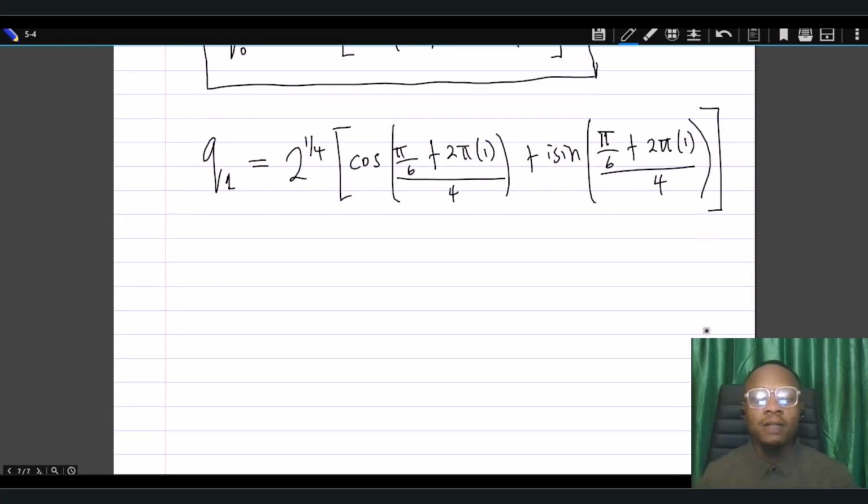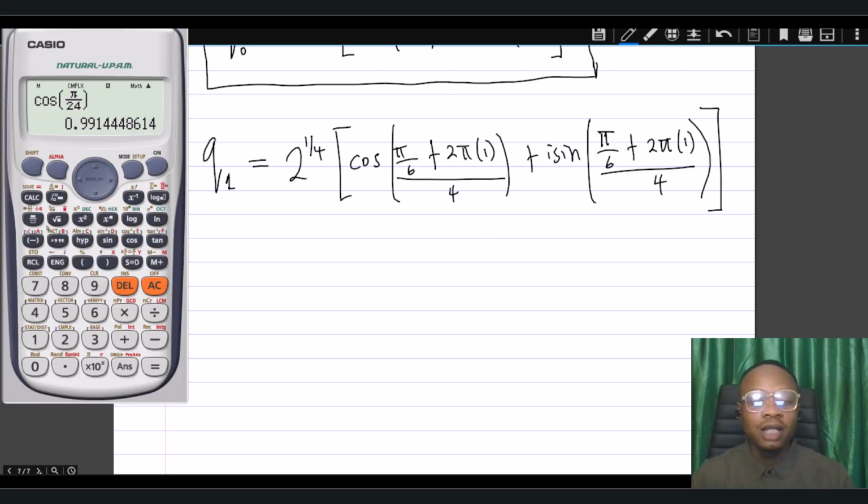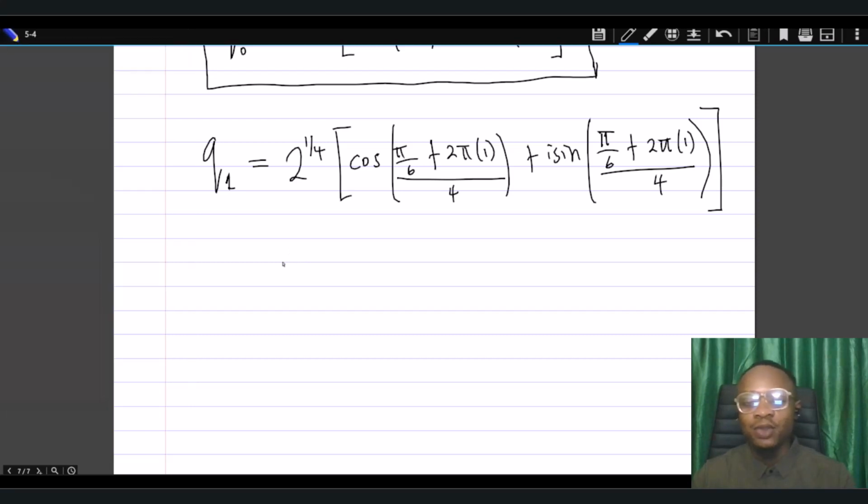So what does that amount to? We have pi over 6 plus 2 pi, then we're dividing everything by 4. So let's use our calculator for that. We have pi divided by 6, then plus 2 multiplying pi, then all of this divided by 4. This is giving us 13 pi divided by 24. 13 pi divided by 24 is less than 1 in units of pi, so that is within range. So we just leave it like that, 13 pi over 24.